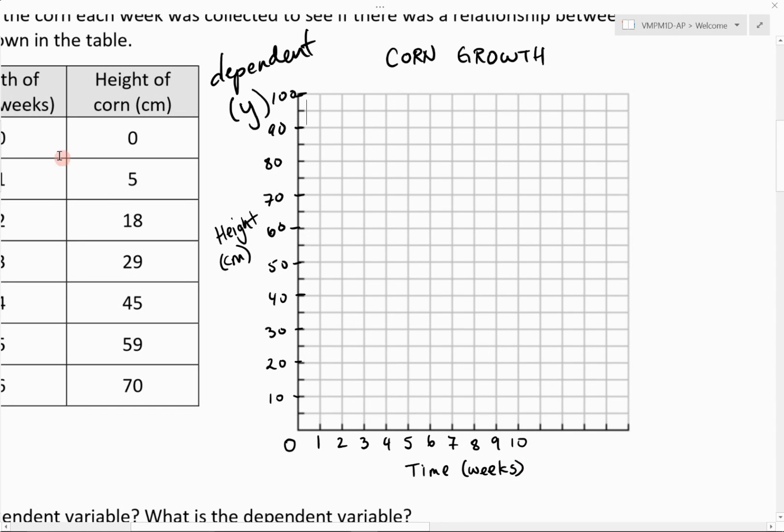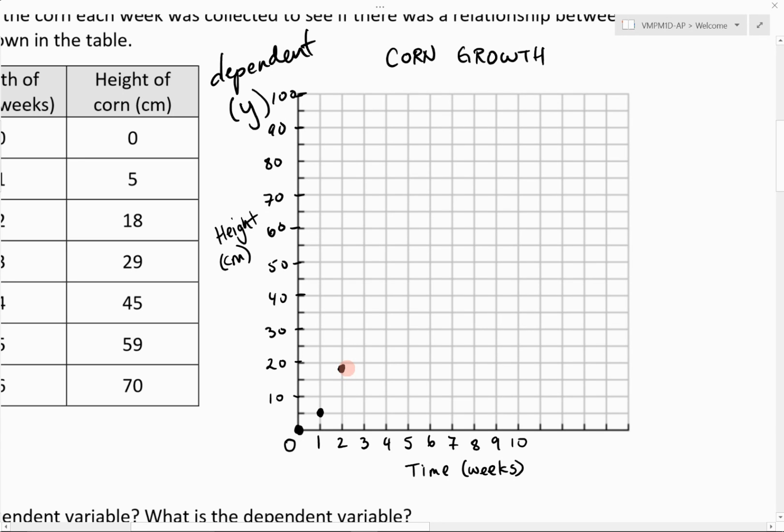Okay. So for 0 weeks, we have 0 height. There's our first point. After the first week, we have a height of 5. So there's my next point, halfway between 0 and 10. The week after that, I have 2 and 18. So at 2, I go up to 18. Now this is the thing: we don't have 18 on the graph. We have to go as close as possible to 20, but not actually touching 20.